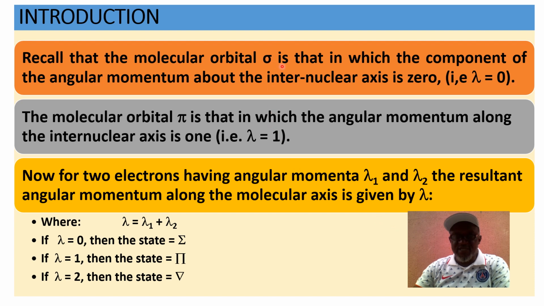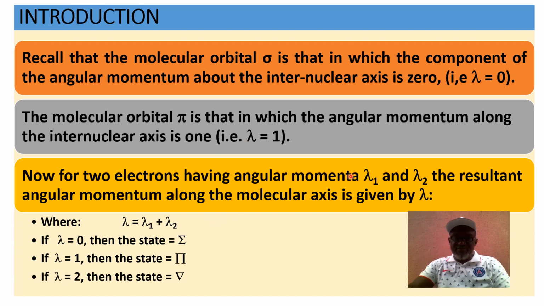Recall that the molecular orbital sigma is that in which the component of the angular momentum about the internuclear axis is lambda equal to 0. And the molecular orbital pi is that in which the angular momentum along the internuclear axis is 1, lambda equal to 1. That's what we said before.